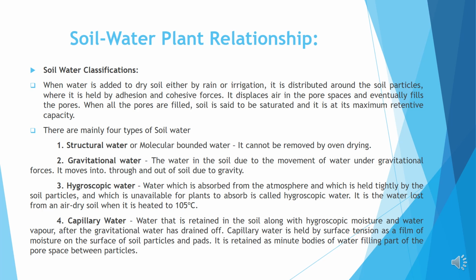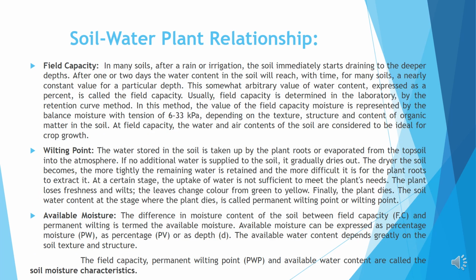Hygroscopic water, water which is absorbed from the atmosphere and which is held tightly by the soil particles and which is unavailable for plants to absorb, is called hygroscopic water. Capillary water, water that is retained in the soil along with hygroscopic moisture and water vapor after the gravitational water has drained off. Capillary water is held by surface tension as a film of moisture on the surface of soil particles and pads.